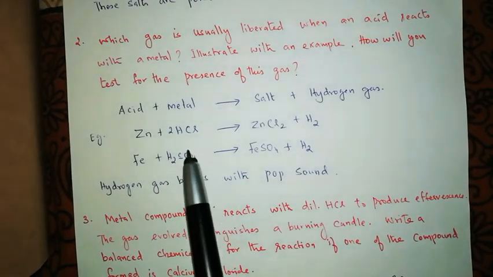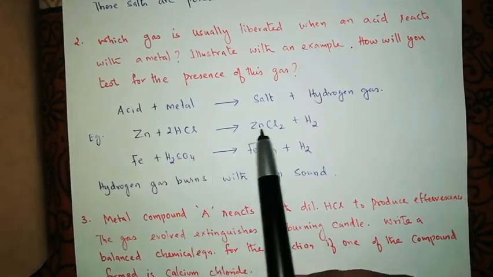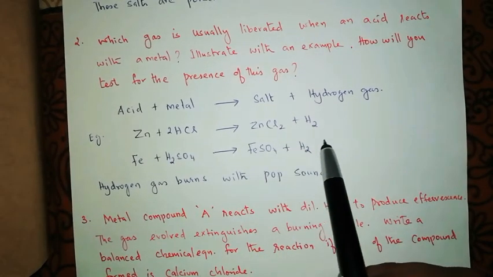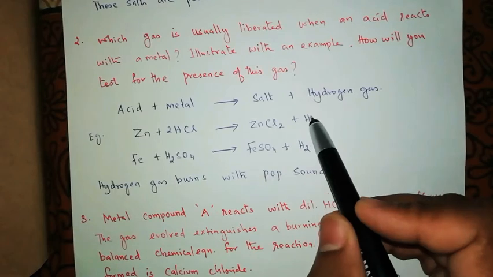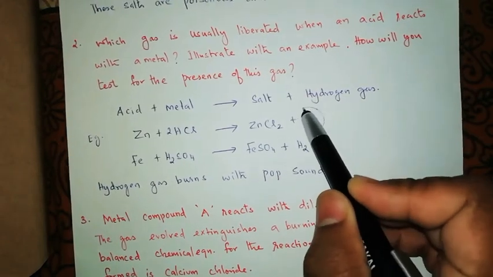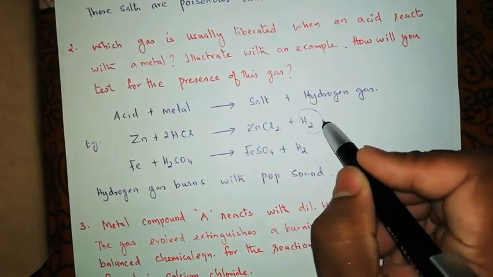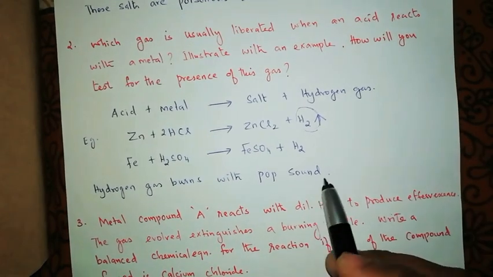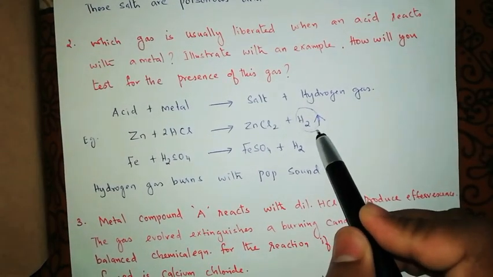I hope you all know that when an acid reacts with a metal, it gives salt and hydrogen gas. So what gas comes out? What gas is liberated? Yes, it is hydrogen gas. So hydrogen gas is going to come out. And how can we test this hydrogen gas?